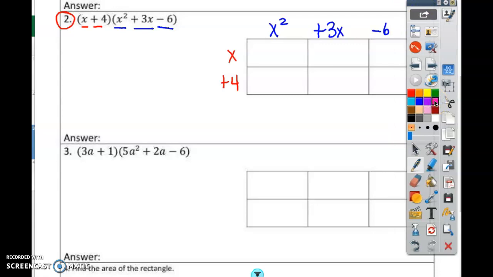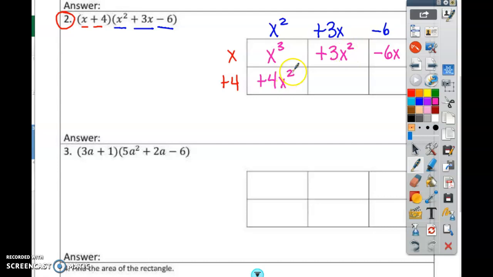Start multiplying. X times x squared is x cubed. X times 3x is a positive 3x squared because it's 2 x's. X times negative 6 is a negative 6x. So they go in order: 3, 2, 1. Okay? Then I have 4 times x squared is positive 4x squared.